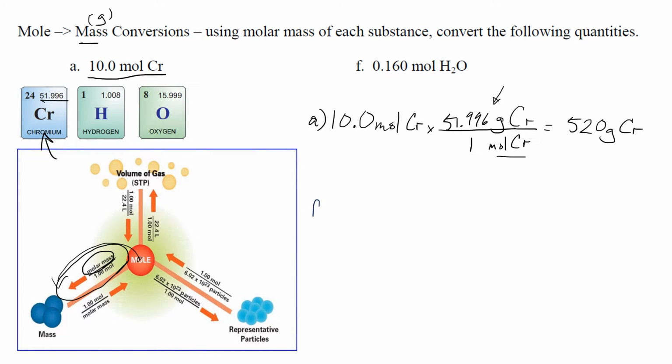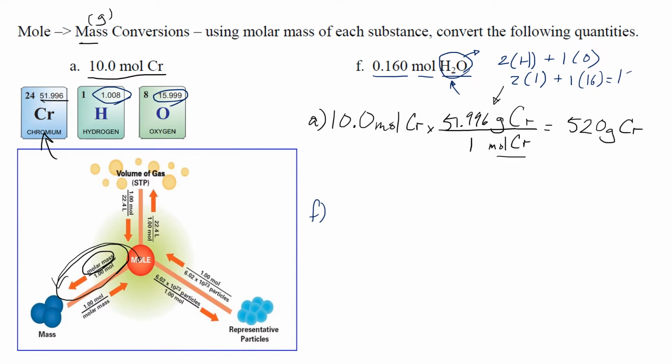Let's try another one. Let's try F. F, I have 0.16 moles of water, H2O. I better slow down and find the molar mass of water. Here, we're going to count all of the masses inside this molecule. We have 2 hydrogens, and we have 1 oxygen, right? Each hydrogen weighs 1 gram. That's what I'm seeing right here, 1 gram. And this 1 oxygen weighs 16 grams. Okay, this is just how we find molar masses. You add these together. This is 18 grams per mole of water.